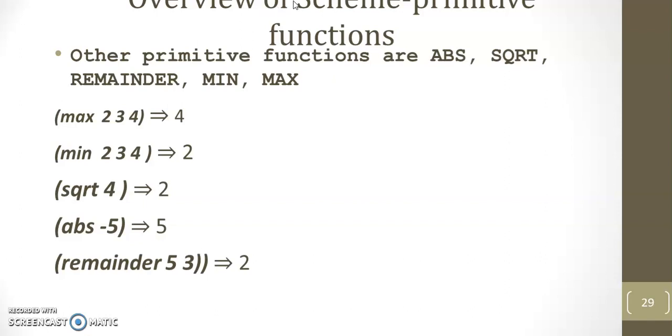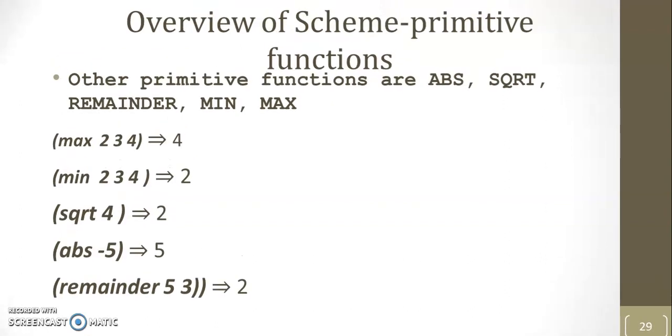Next, related to the primitive functions, other primitive functions are ABS, SQRT, remainder, min and max. Max is one function in which, from the arguments 2, 3, 4, it will return the maximum value, in this case 4. And if we give min, it will return the minimum value, that is 2. If you give SQRT and a value, it gives the square root of that value.